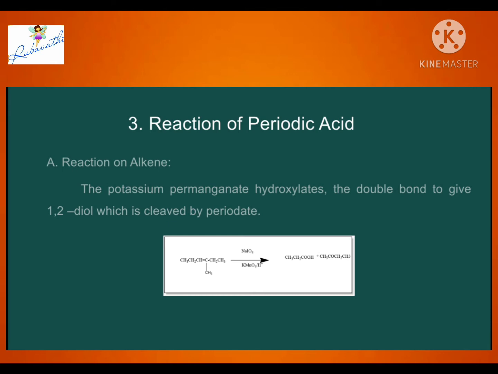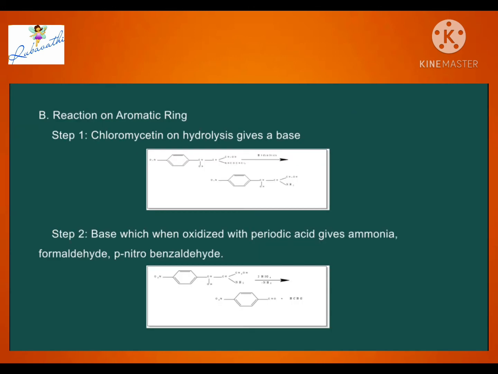In conjugation with potassium permanganate, periodate is used for the cleavage of alkene. The potassium permanganate hydroxylates the double bond to give 1,2 diol, which is cleaved by periodate. Second reaction is on aromatic ring or in structural determination of chloromycetin. Here it takes place in two steps.